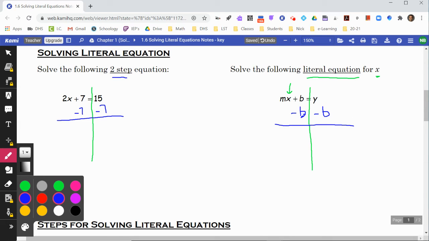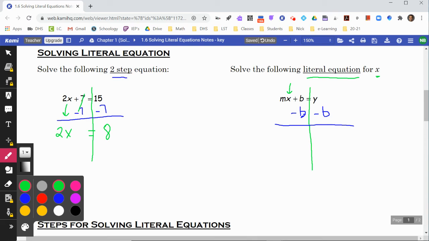All right, so now we're going to do a little jumping back and forth here. Let's simplify my left side. On my left side, this 2x is going to be brought down. A plus 7 minus 7, well, that's 0. That cancels out. Equals, well, 15 minus 7 is 8. So now I've got 2x equals 8, or 2 times x is equal to 8.